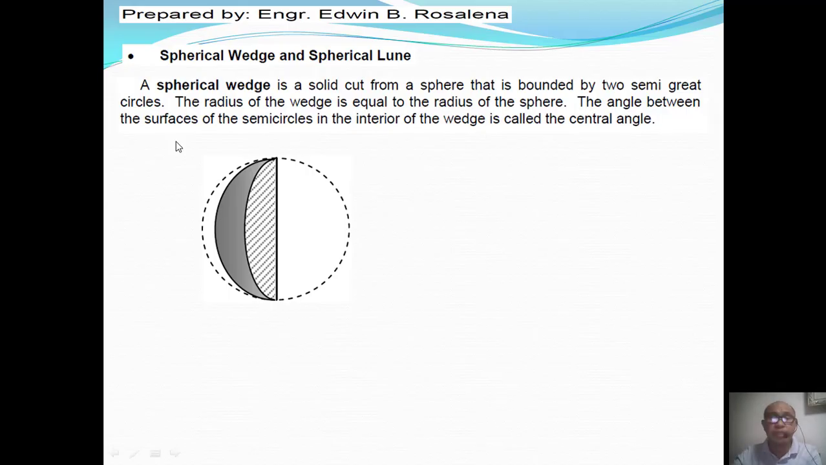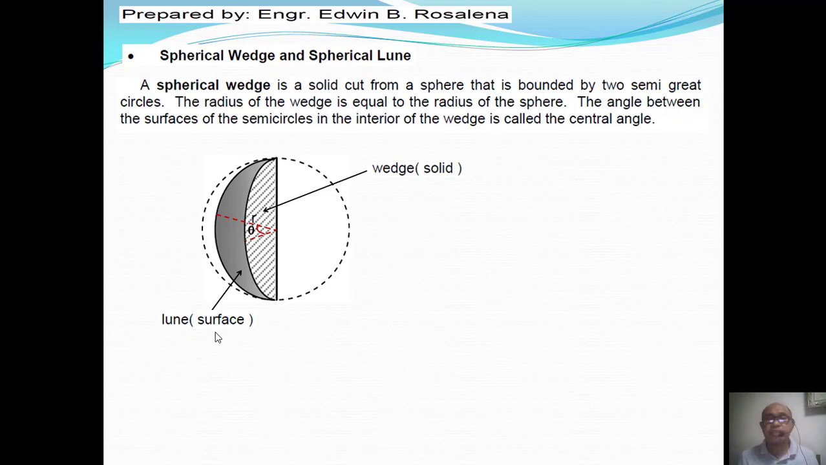So ito yung two semi-great circles, na? So this part here and the part at the back. So we have here two semi-great circles as boundaries of our wedge. Okay. So we have here the radius r and the central angle theta. Okay. So the solid is what we call the wedge, and the surface here is what we call the loon. So the spherical loon.